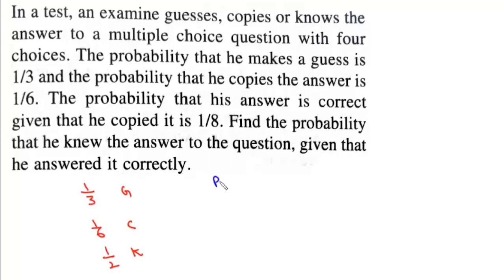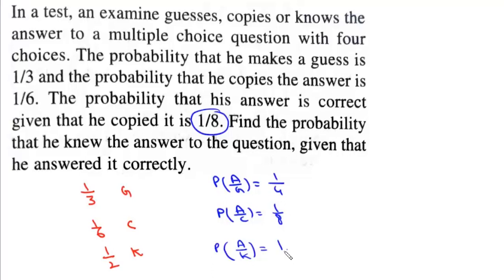Now the probability his answer is correct given that he guesses it. There are 4 options, out of which 1 is correct. So this probability of A given G is 1 by 4. Probability the answer is correct given that he copies it is given as 1 by 8. And the probability that his answer is correct when he knows the answer has to be 1.